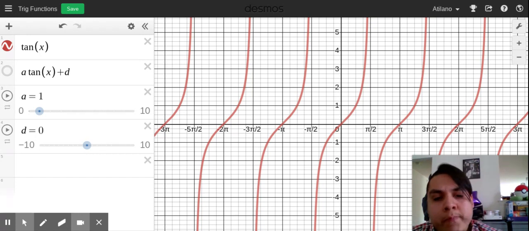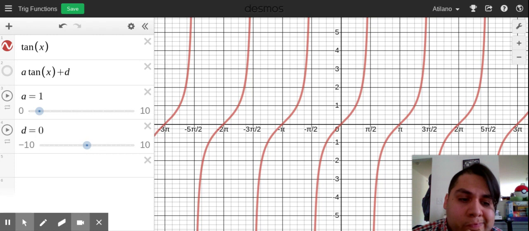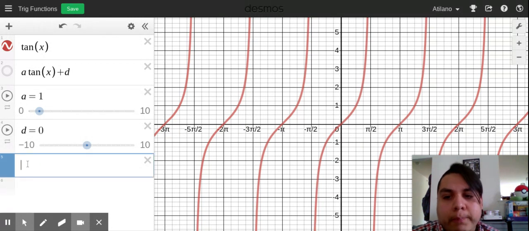I know this graph has vertical asymptotes, and so that means there are a lot of places where tangent of x will be undefined. So let's talk about the pattern that we should notice about when this function is undefined.